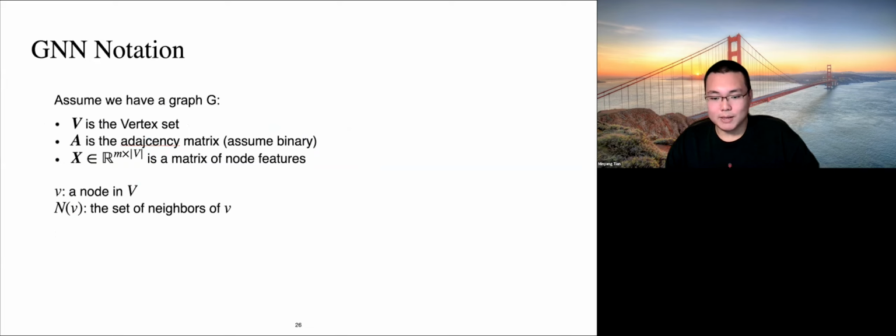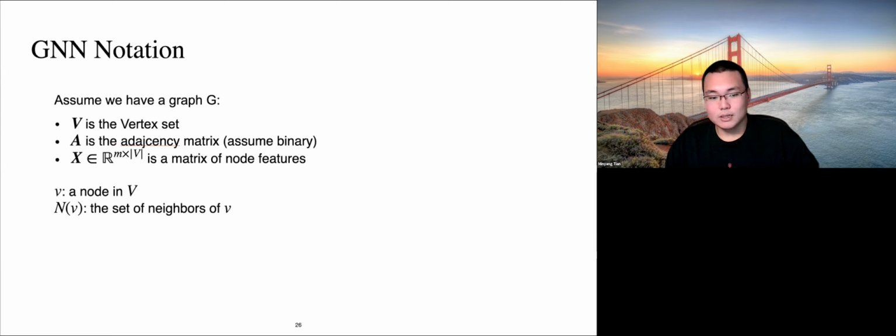Now we want to mathematically express the GNN. First, we need to define some notations. Assume we have a graph G, and V is the vertex set, and A is the adjacency matrix. For presentation simplicity, I will just assume they're all binary. That's the simplest case. And X is a matrix of node features, v is a node in V, and N(v) is the set of neighbors of v.